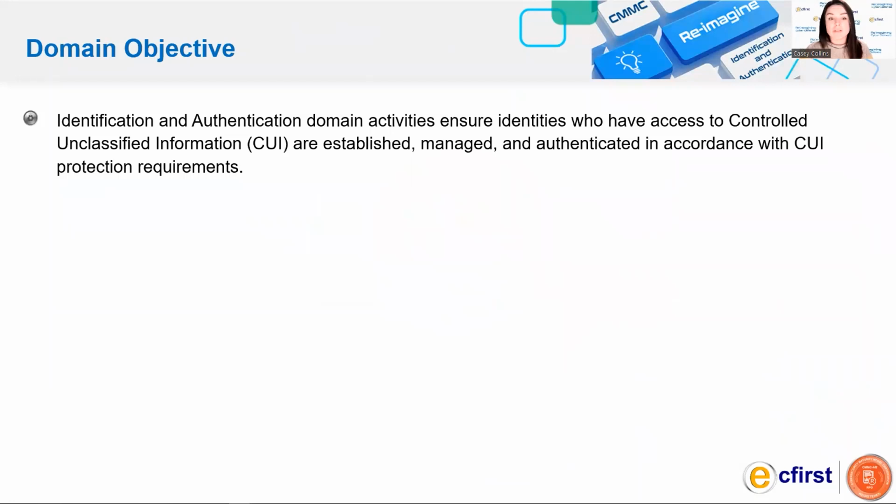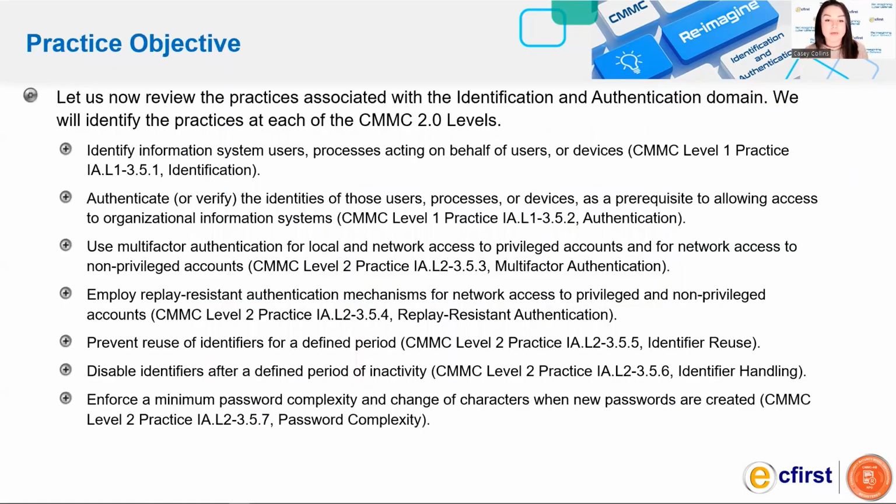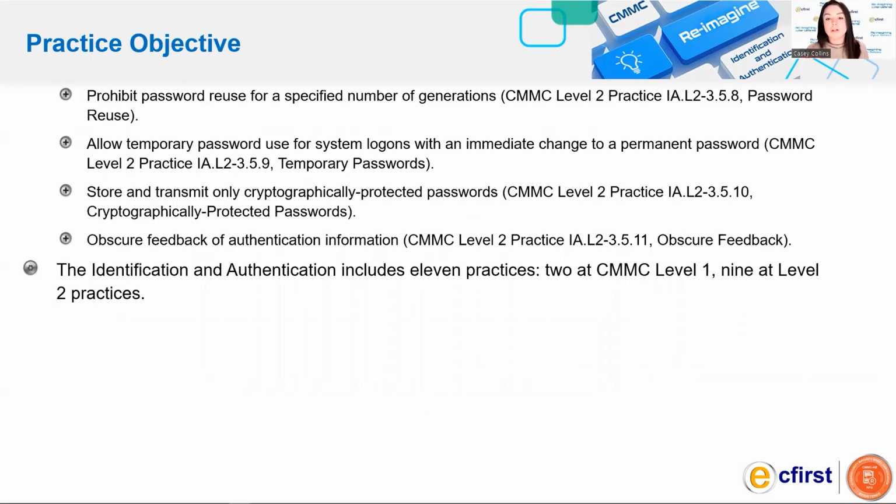So our domain objective, identification and authentication: the domain activities ensure identities who have access to controlled unclassified information, or CUI, are established, managed, and authenticated in accordance with CUI protection requirements. So listed here are our practice objectives. We'll go through all of them though. And for this domain, we have practices in level 1 and level 2. So this domain, identification and authentication, includes 11 practices, 2 at CMMC level 1 and 9 at level 2.